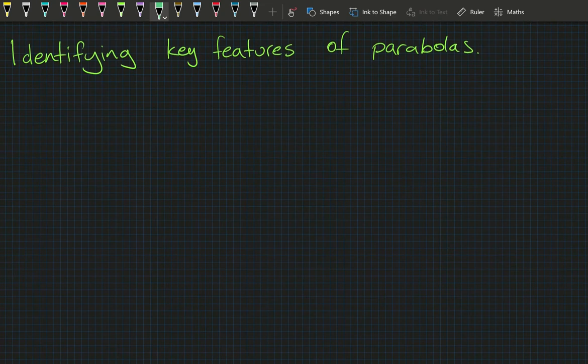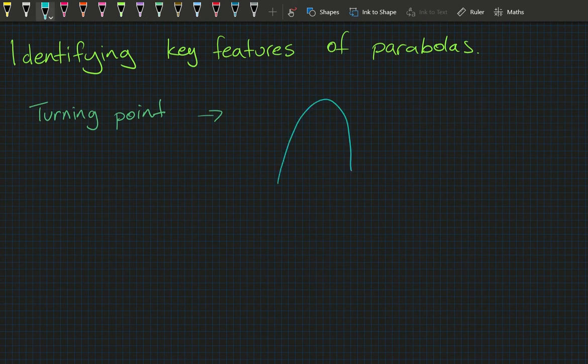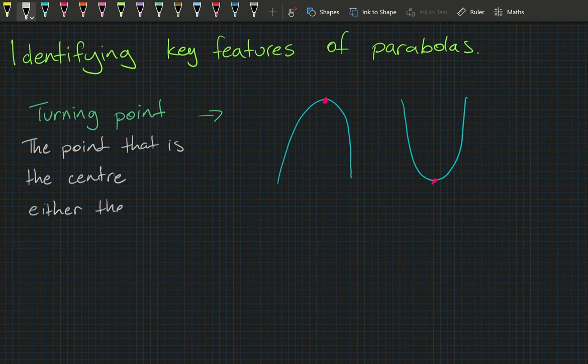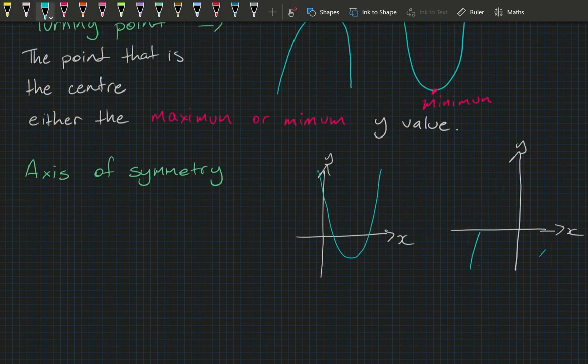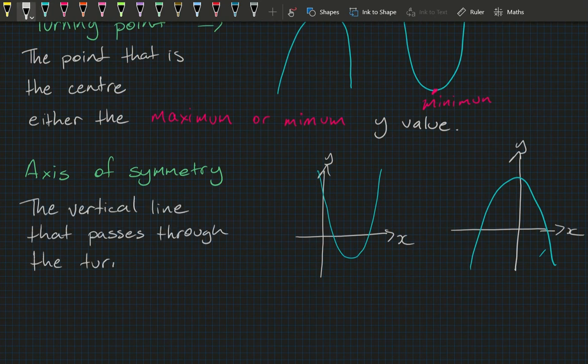All right, so as we've covered in the introduction, the key features of a parabola are the turning point. For two parabolas like this, the turning point is the point that is at the center of the graph. It will always be the maximum or the minimum y value. There's the axis of symmetry. For two parabolas like this, the axis of symmetry is the vertical line that passes through the turning point.